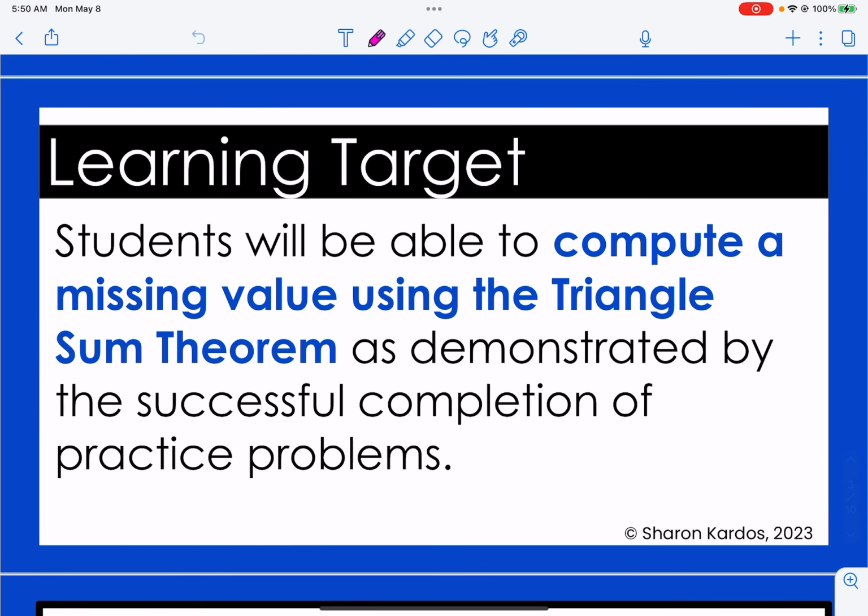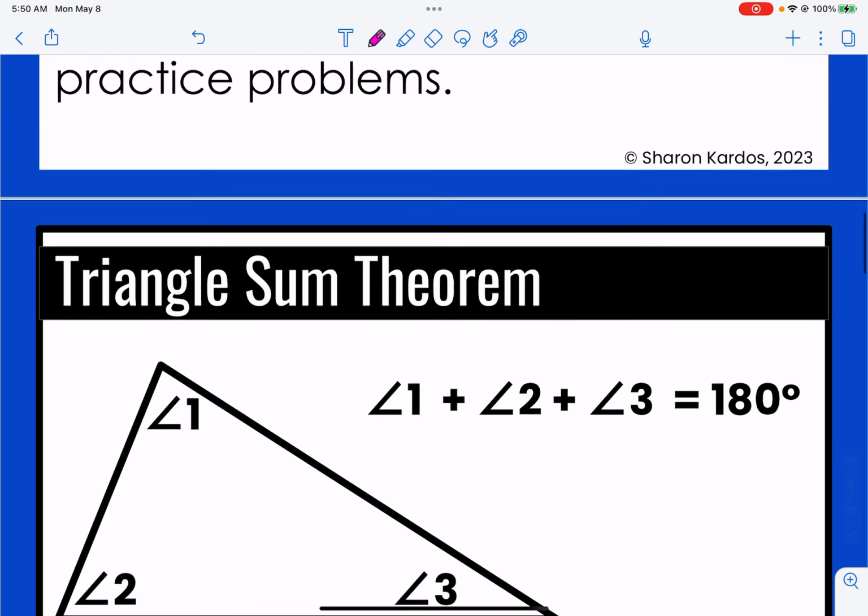Our learning target for today says that students will be able to compute a missing value using the Triangle Sum Theorem as demonstrated by the successful completion of practice problems. So we're going to be finding a missing value using the Triangle Sum Theorem. So I guess we need to know what the Triangle Sum Theorem is, right?